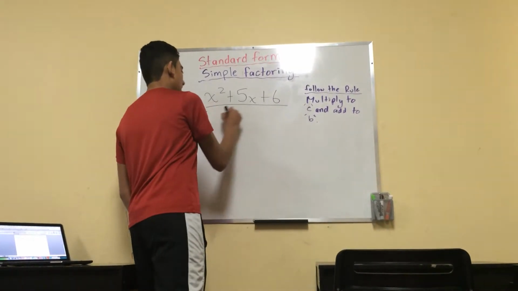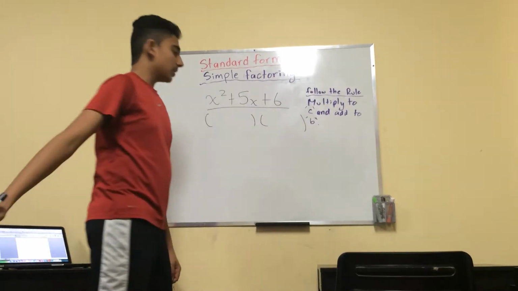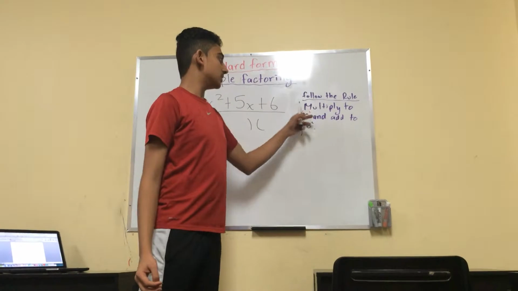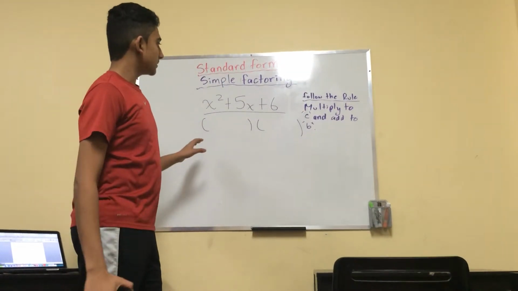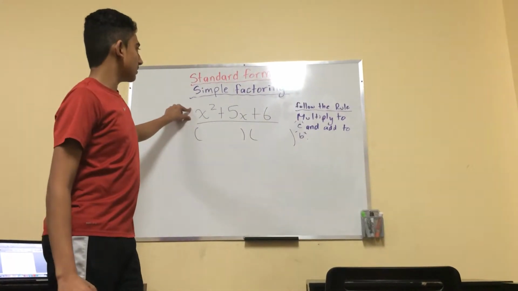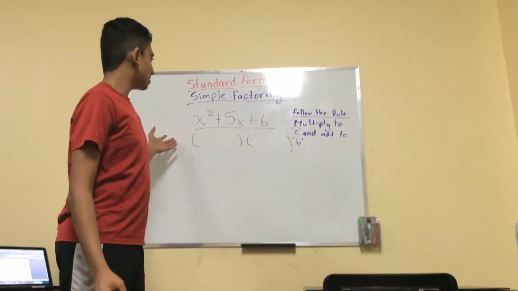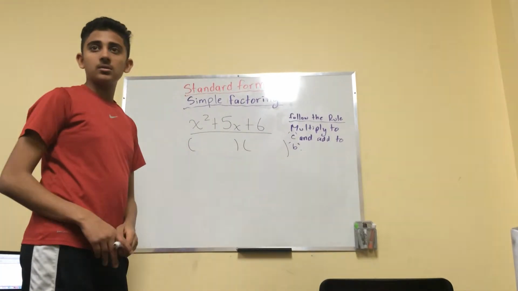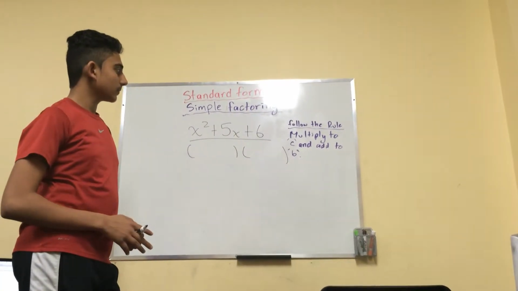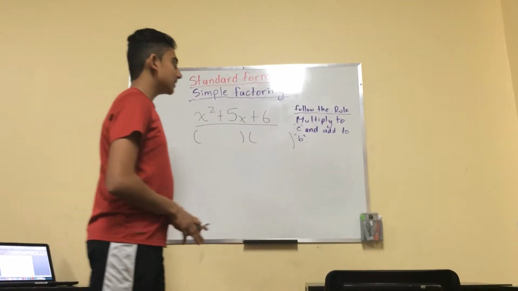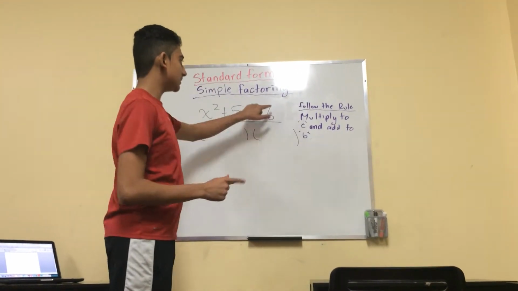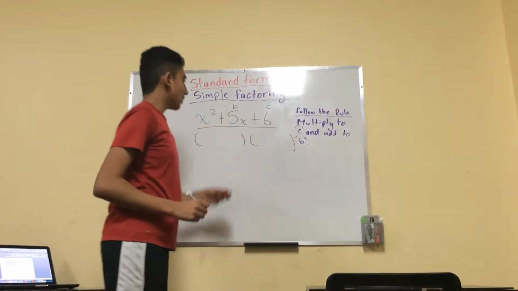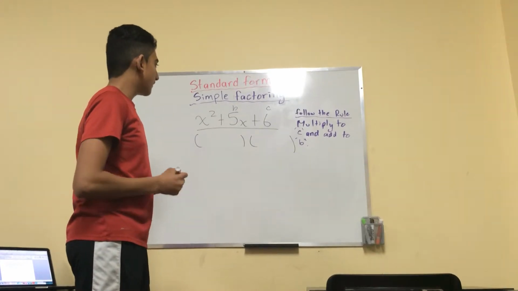To have factored form, we need two brackets. We have to follow the rule: multiply to C, add to B. This is a simple factoring equation, because there's no coefficient in front of the x squared. What does that rule mean, multiply to C and add to B? It means you multiply to C, which is this, and add to B, which is this. As we get further along in this equation, we will figure out what this means.